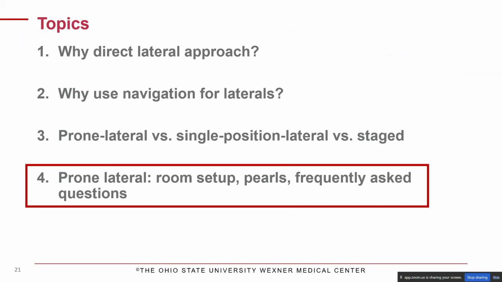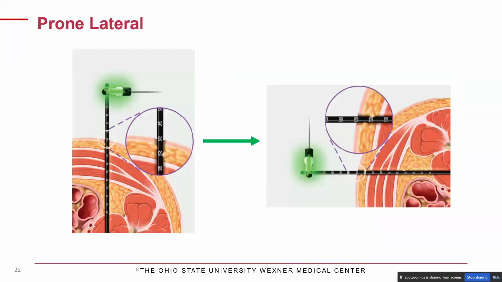So let's dig in a little bit to the prone lateral room setup, some of the questions I frequently get asked. So first of all, just to clarify, the prone lateral from a technique standpoint is very, very similar. I mean, essentially, it's a lateral just done in the prone position. So all you're doing is instead of coming in this direction, you're still inserting your inner dilator, which should be connected to EMG stimulation to avoid the lumbosacral plexus. You're just working directly in front of you instead of facing the floor.